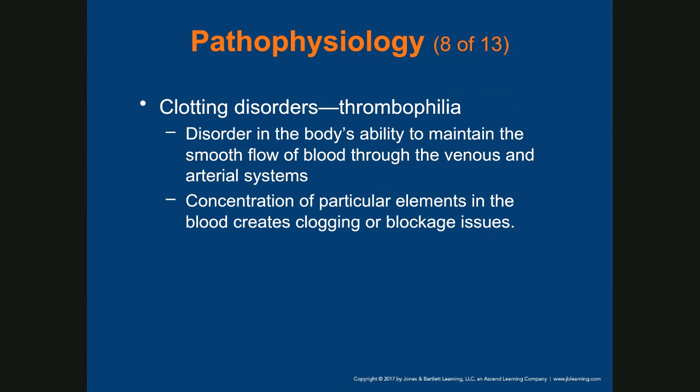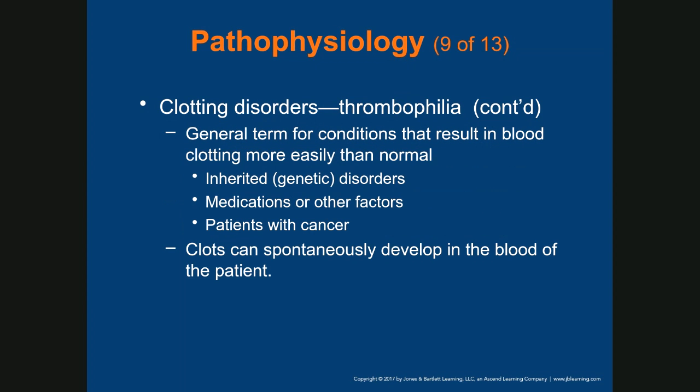Let's look at thrombophilia now, which is kind of the opposite of hemophilia. A disorder in the body's ability to maintain the smooth flow of blood through the venous and arterial system. Concentration of particular elements in the blood creates clogging or blockage issues. It is a general term for conditions that result in blood clotting more easily than normal.